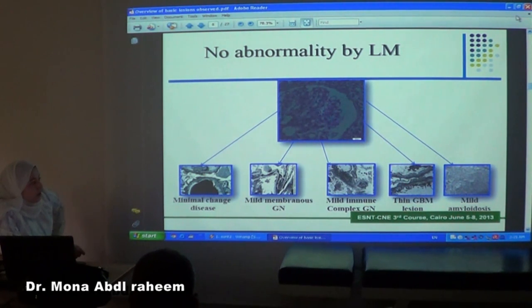cannot be appreciated or detected just by light microscopy. By electron microscopy, we measure the thickness of the basement membrane to find thick areas and thin areas alternating with each other.